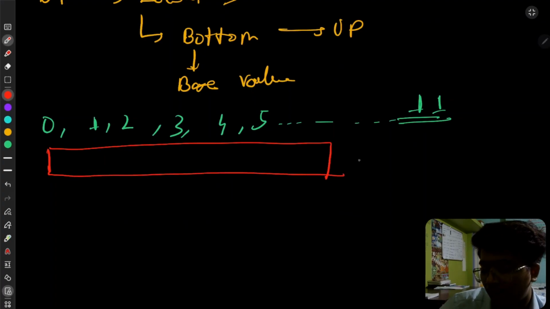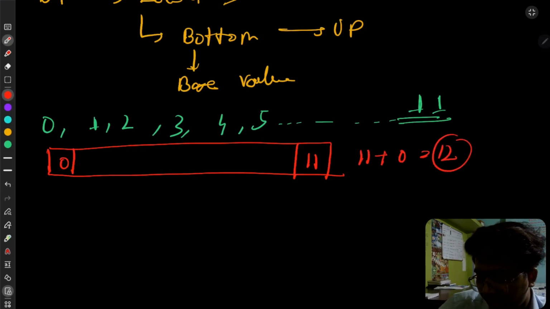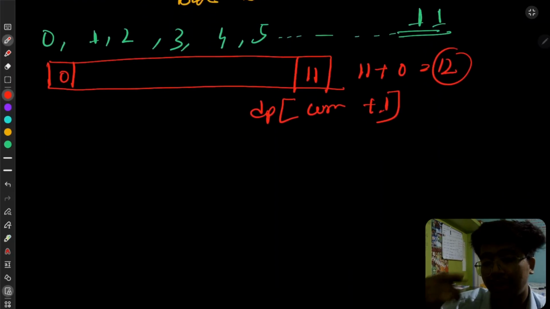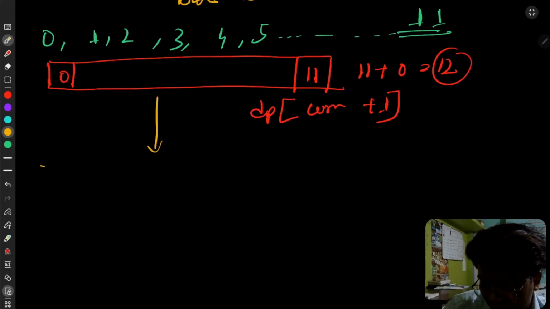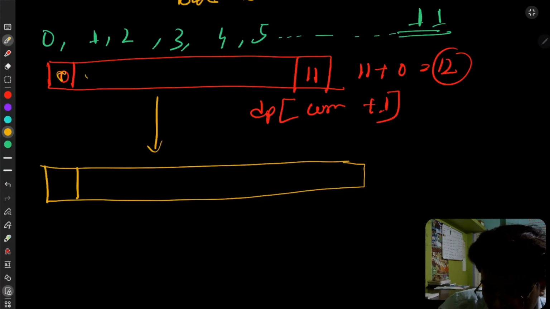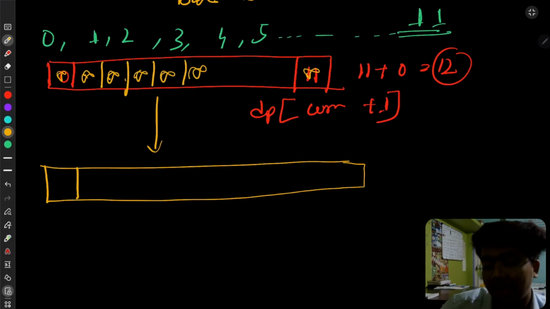We need to store up to 11 and our system always starts from 0, so how many numbers do we need? 11 plus 0, that means we need 12. So we'll be initializing our DP table with size amount plus 1. Now we need to update the DP values one by one. In the next step, we'll initialize the DP with infinity values, so initially all values will be infinity.